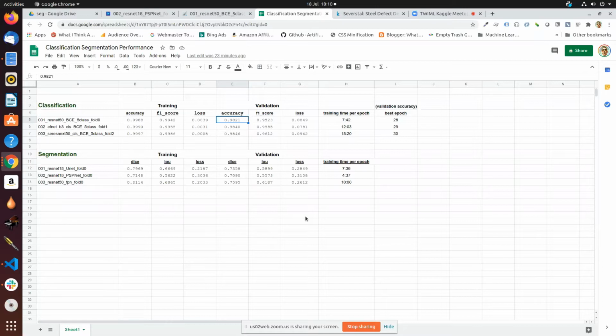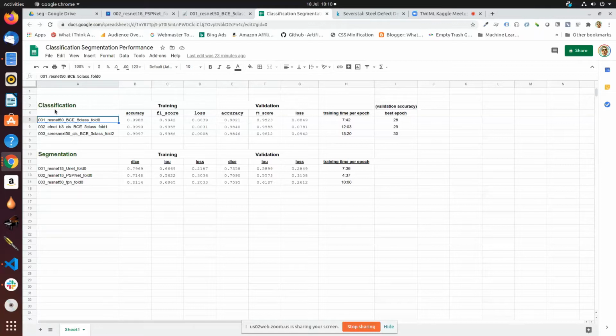Yep. As I say, there are three classification models, which are these three, and then there are the three segmentation models. My final score was based on all of these six together. The first classification model was just a basic ResNet 50. He splits it into, I think, 5 folds.